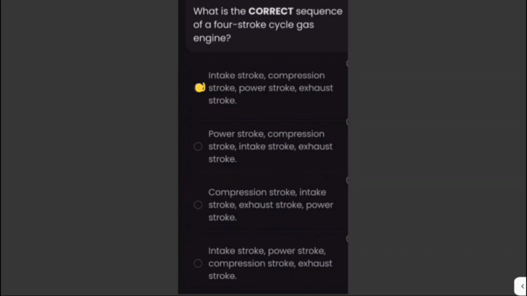And the exhaust stroke, once the power stroke is complete, the exhaust valve opens and the piston moves upward, pushing the burned gases out of the combustion chamber and into the exhaust system. So this sequence, intake, compression, power, and exhaust strokes, repeats continuously as the engine runs, allowing for the efficient conversion of fuel into mechanical energy.